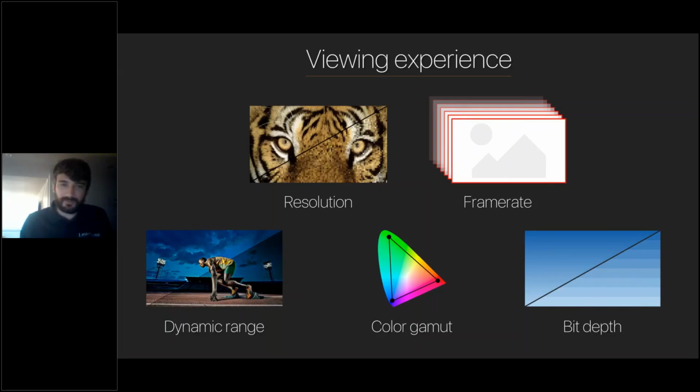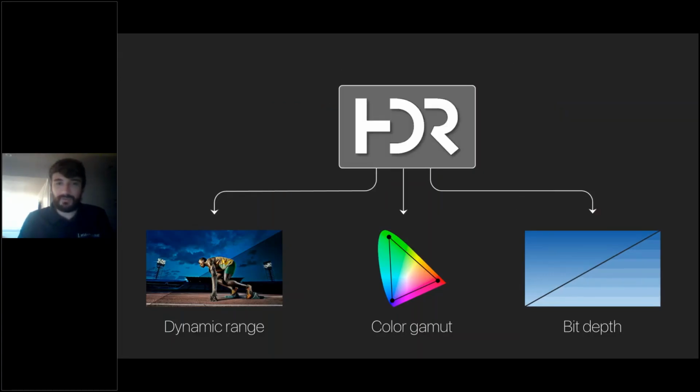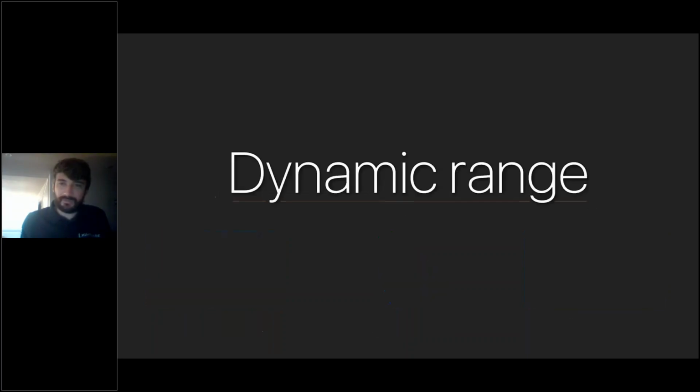So what does HDR sort of affect? Well, it's these three components. So the resolution and the refresh rate are kind of independent of HDR, and you can use HDR with a full HD image and get a lot of the same benefits. So let's talk about the first one, which is dynamic range.